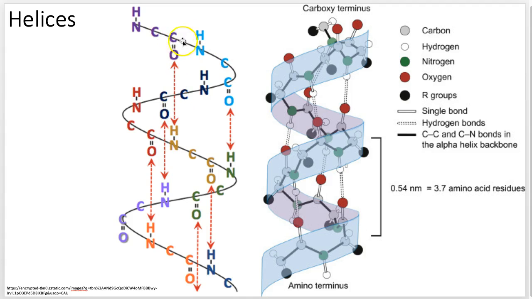Okay, so there's my carboxylic acid and another amino acid, and that can form a hydrogen bond here with this amino group. And then the opposite is also true. So this carboxylic acid can form a hydrogen bond with this amino group down here. And so that's how you form the alpha helix.